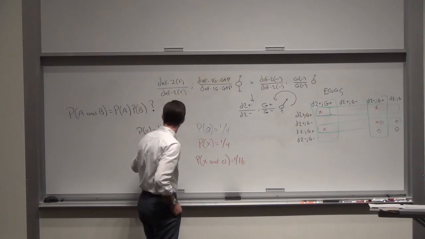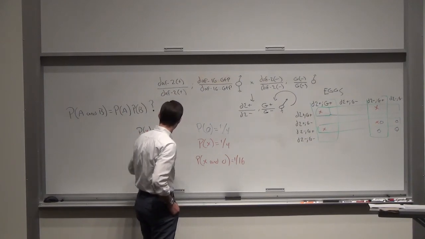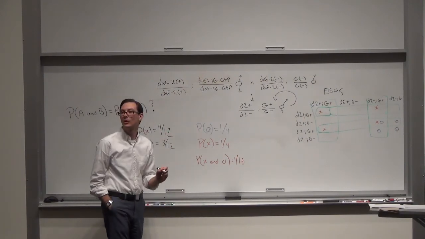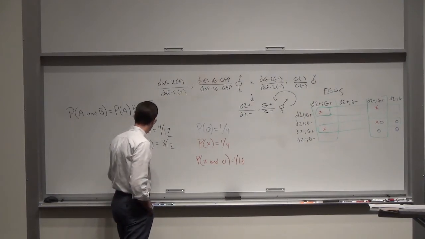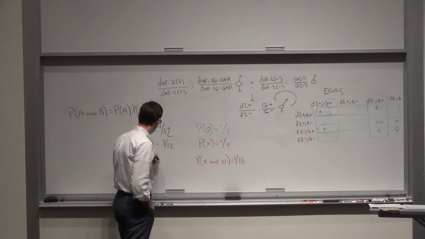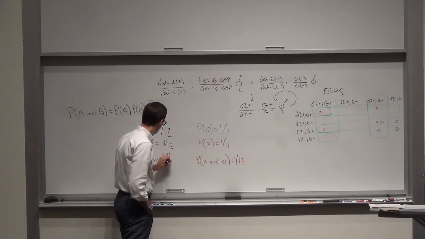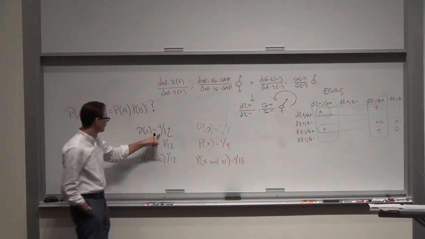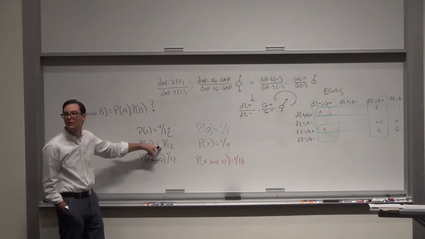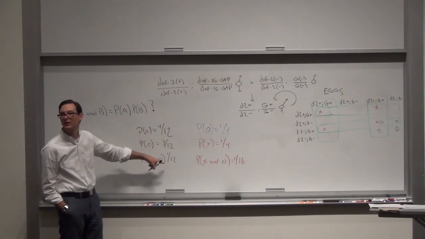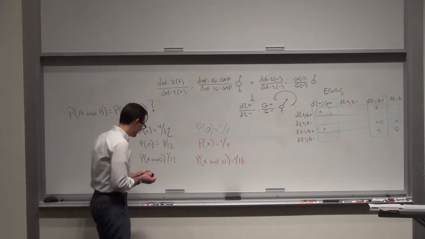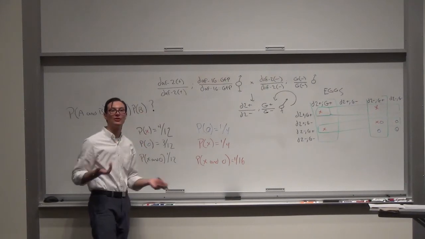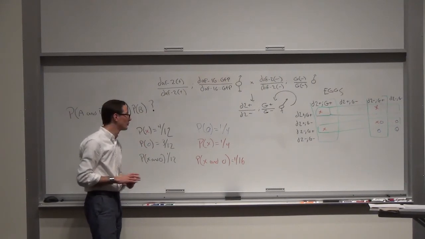Three out of 12, right. And what's our probability of X and O? Right, 1 out of 12. Does 4 out of 12 times 3 out of 12 equal 1 out of 12? Yes, it does. So that works. We've got two examples where this worked.